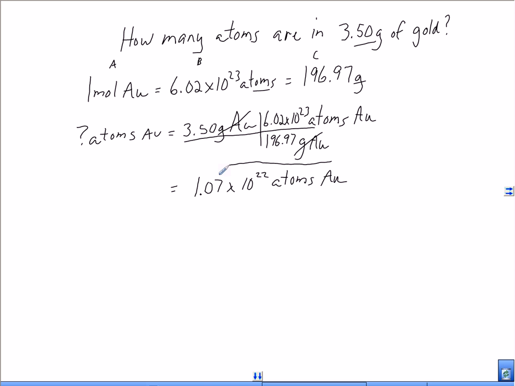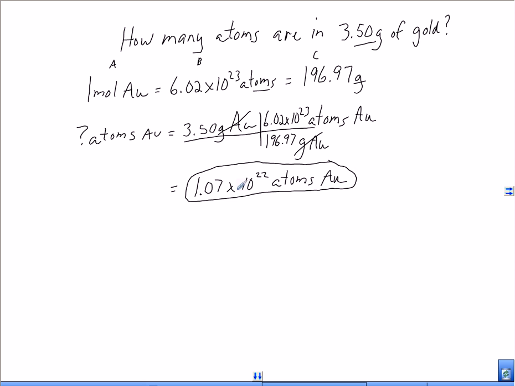And there's our answer. Now, why did I round to 3 sig figs? Well, I have 3 sig figs here, I have 3 sig figs here, I have 5 here, and as always, we go with the least amount when we're multiplying and dividing. So 1.07 is 3 sig figs.